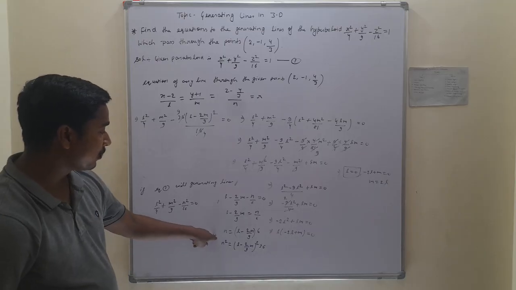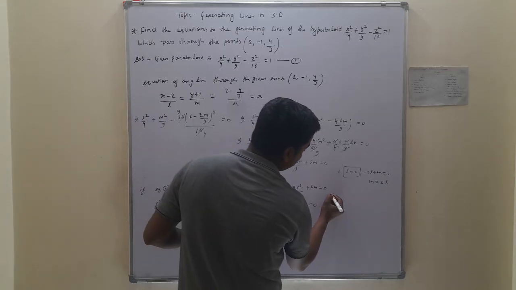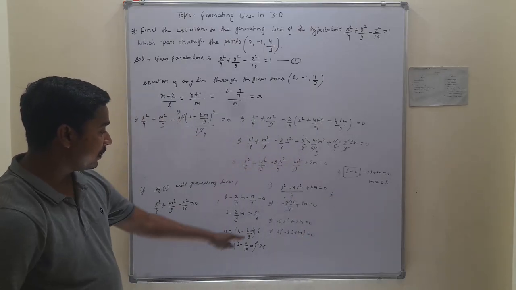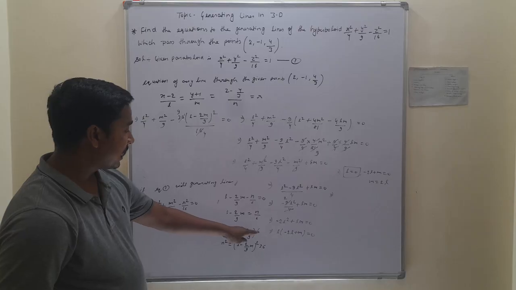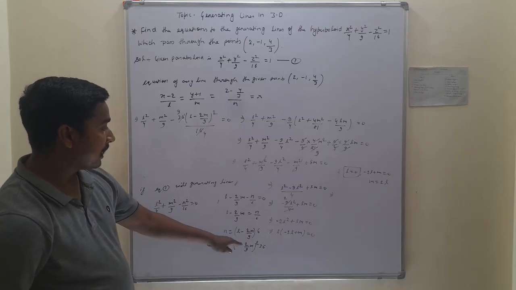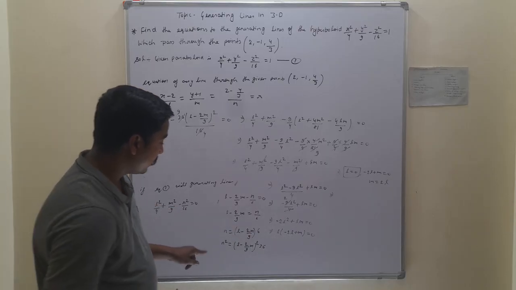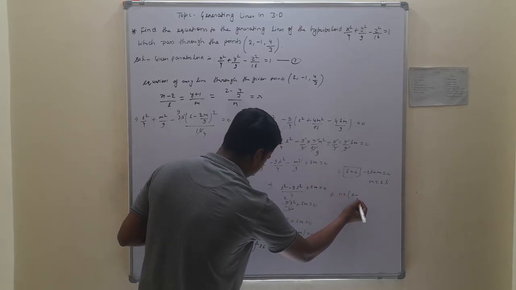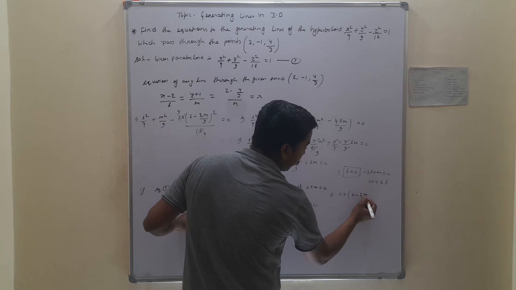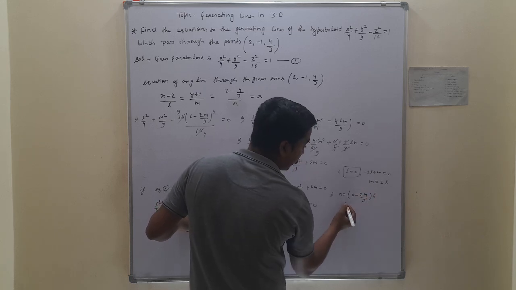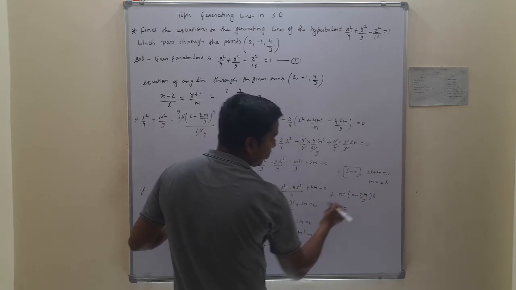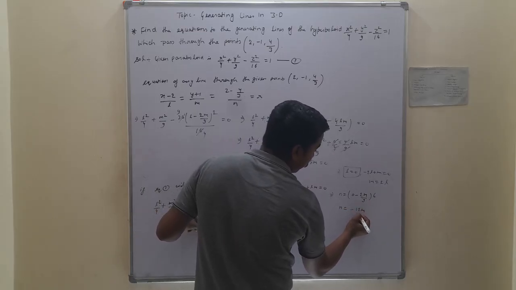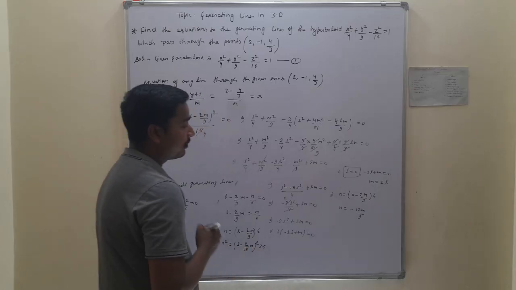From here we put N is equal to L minus 2 by 9 into M into 6. So we put L is equal to 0 here. We get N is equal to 0 minus 2M upon 9 into 6. We get N is equal to minus 12M upon 9.